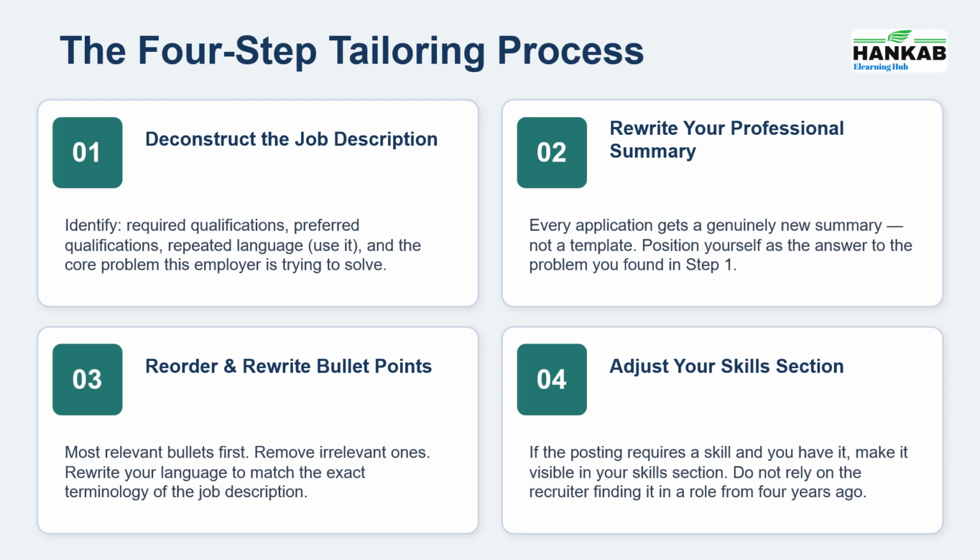Read section 4.1 of your course notes. The tailoring process. Study the call-out box. Real example, deconstructing a job posting. Now apply the 4 steps to your chosen job description. Identify required qualifications, preferred qualifications, repeated language, and the core problem. Write your findings in your workbook, then rewrite your professional summary for this specific role using what you found.